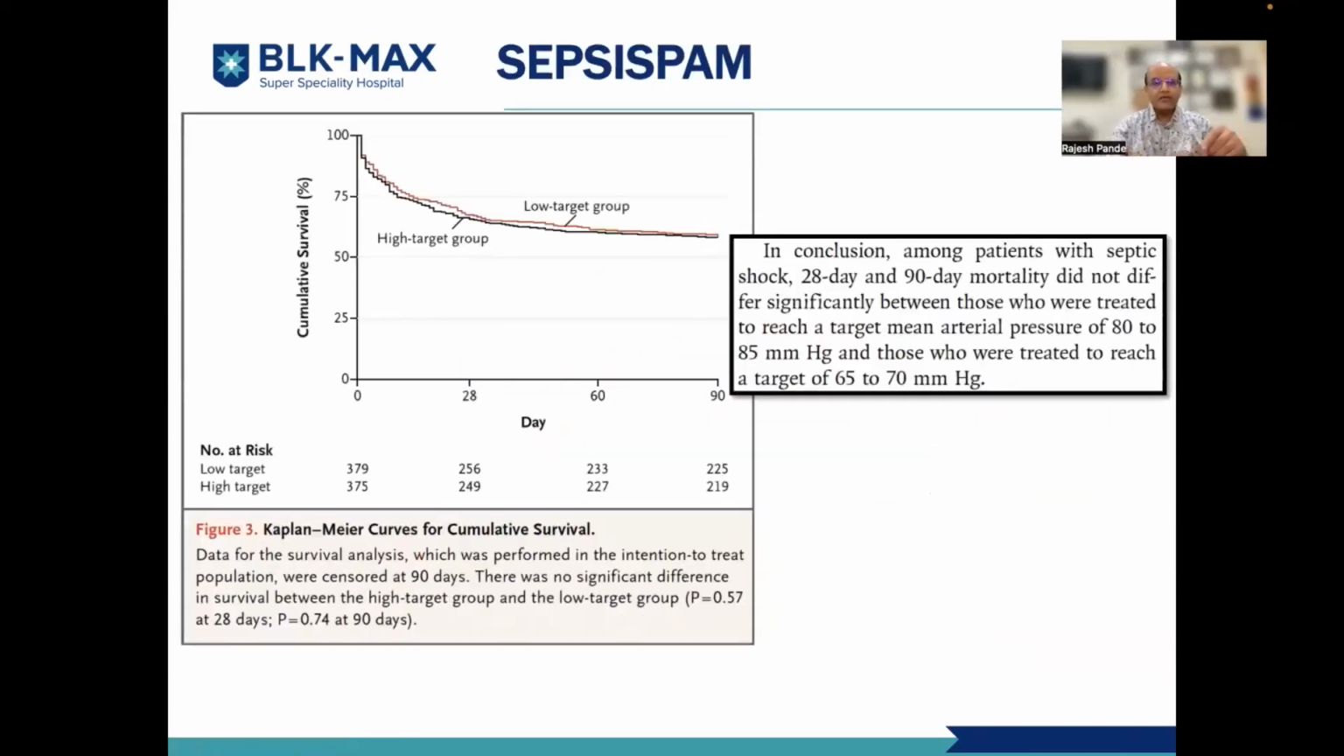And if you look at the Kaplan-Meier curves for cumulative survival, you find that there was absolutely no difference in terms of survival, 28 days, 60 days, or 90 days. So the study concluded that in patients with septic shock, 28-day, 90-day mortality did not differ significantly between those who were treated to reach a target mean arterial pressure of 80 to 85 versus those where the target was 65 to 70 millimeter mercury. So essentially saying that targeting a higher MAP is not that bad.